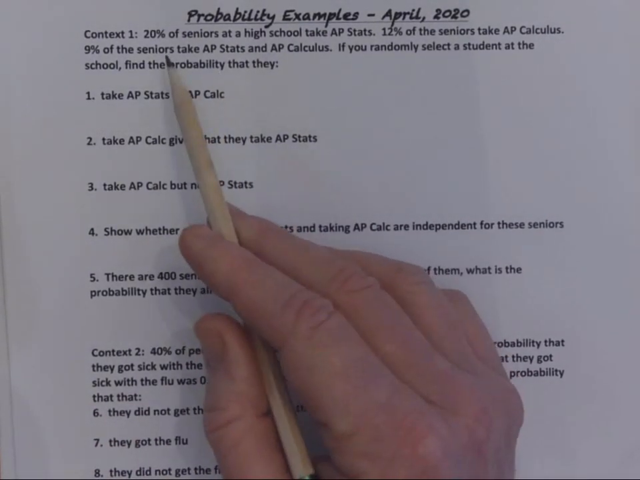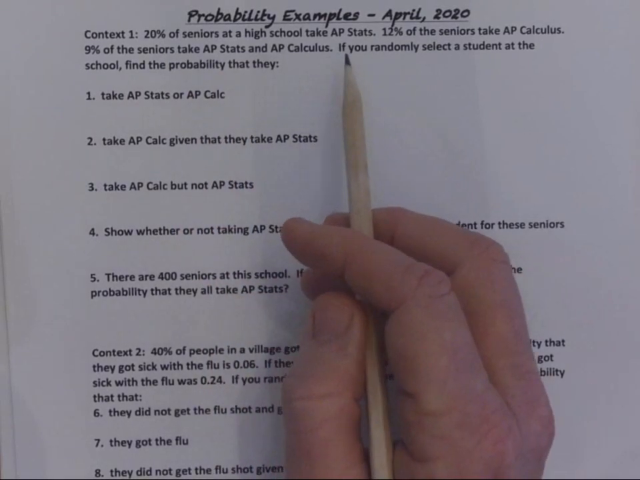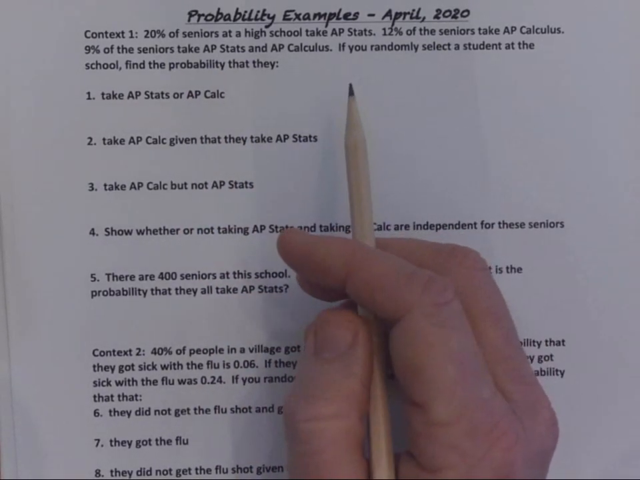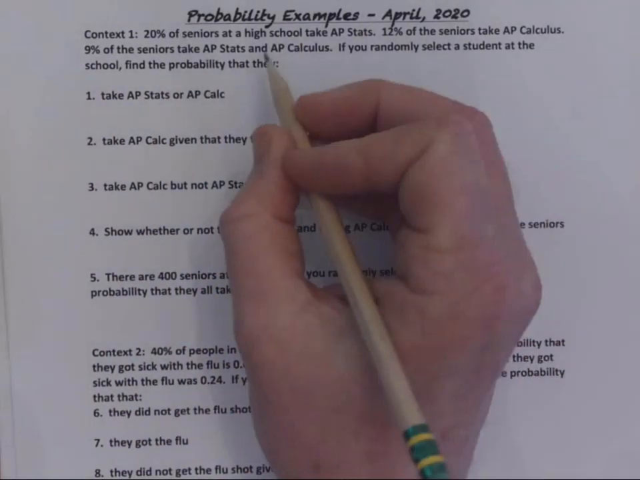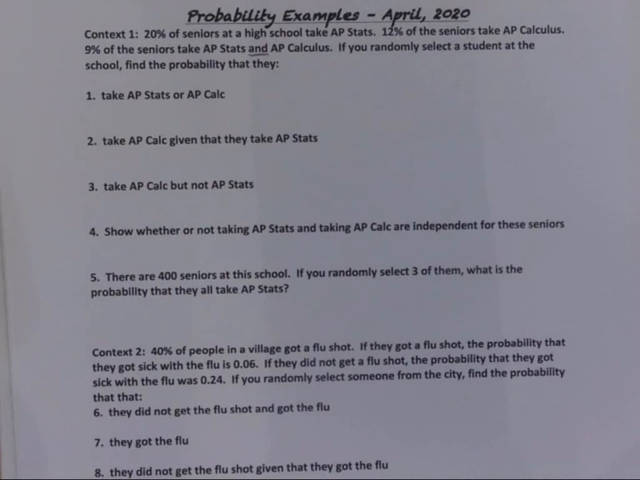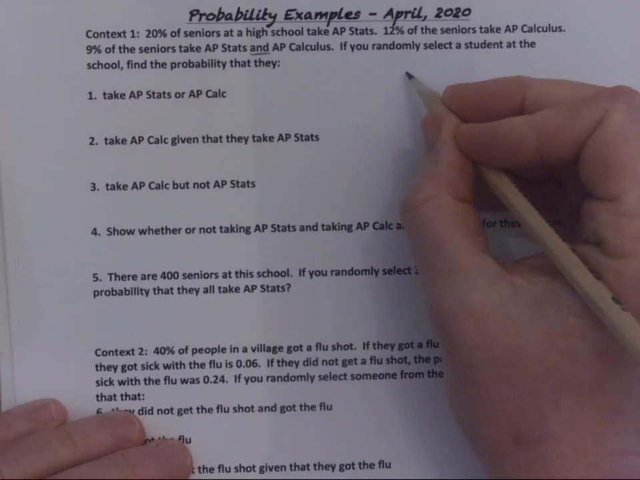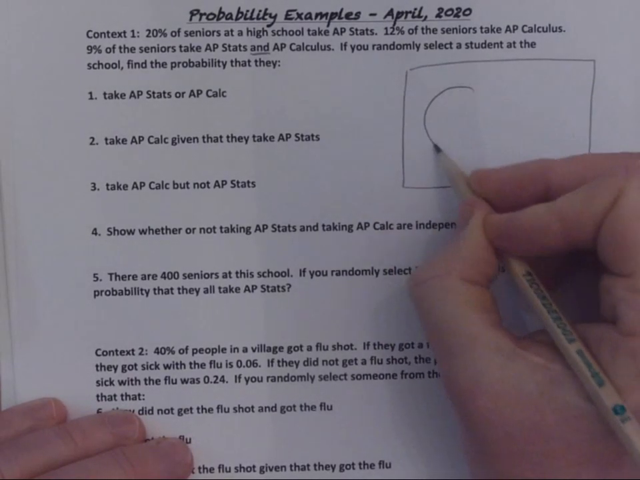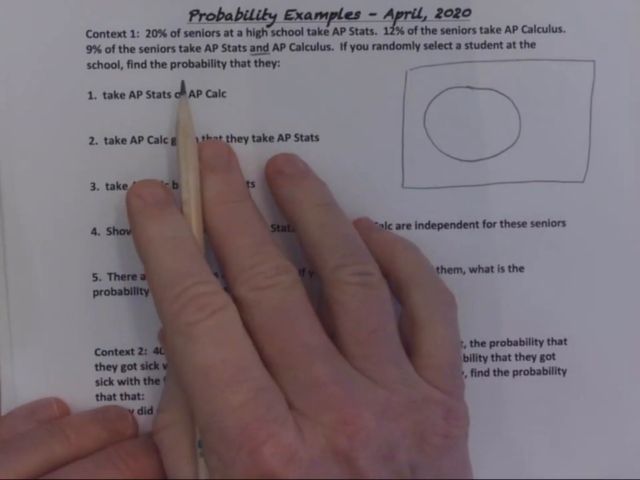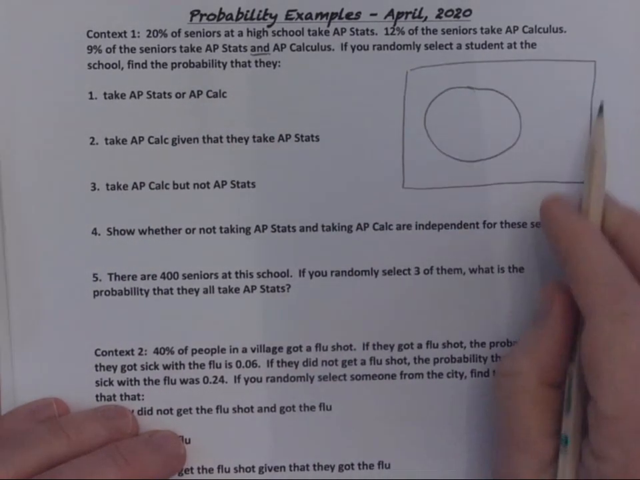So the first context is: 20% of seniors at a high school take AP Stats, 12% of the seniors take AP Calculus, and 9% of the seniors take AP Stats and AP Calculus. If you randomly select a student at the school, find the probability that they... Whenever you see probability of one thing, probability of the other, probability of both, there's a good chance a Venn diagram is going to come into play, and so we'll make us a nice little Venn diagram. The rectangle represents our whole population, all the seniors at this high school.